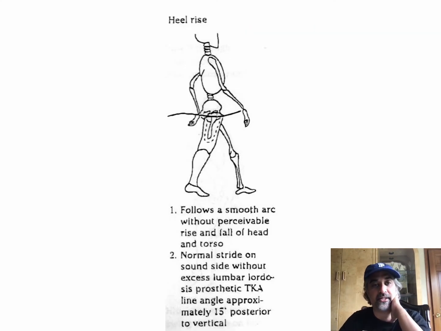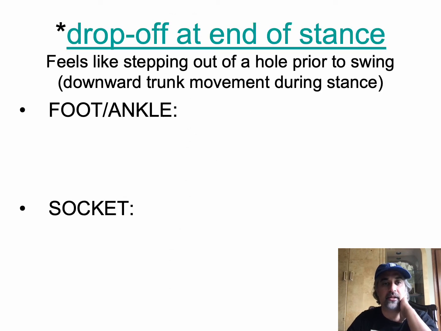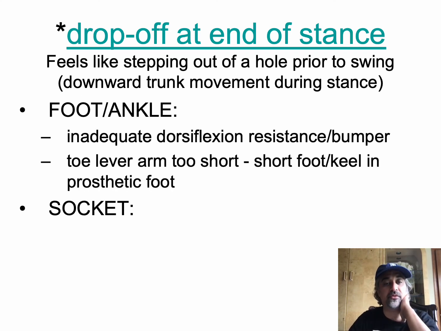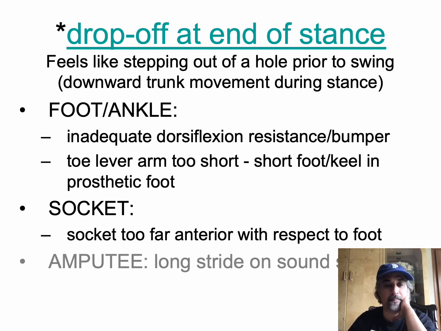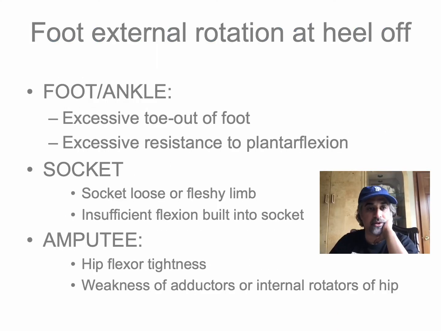So now we're at terminal stance where there's heel rise. At terminal stance, it can feel to the amputee like they're stepping out of a hole prior to swing phase, and you'll see downward trunk movement during stance. So this could either be due to the inadequate dorsiflexion resistance or inadequate bumper of the dorsiflexion bumper, or the toe lever arm is too short, and the socket could be too far anterior with respect to the foot. So this is kind of another thing that can happen.